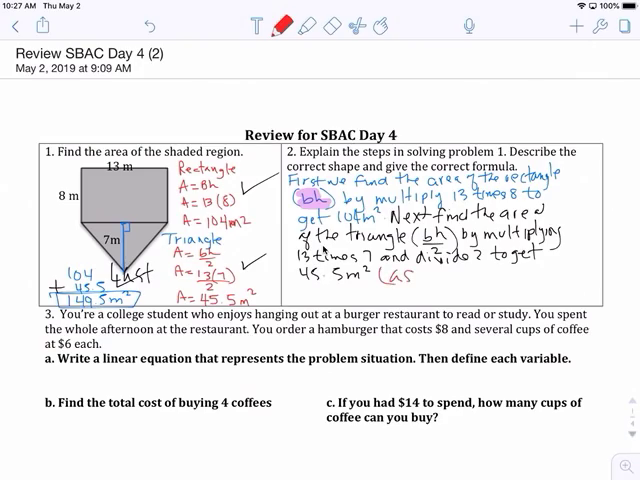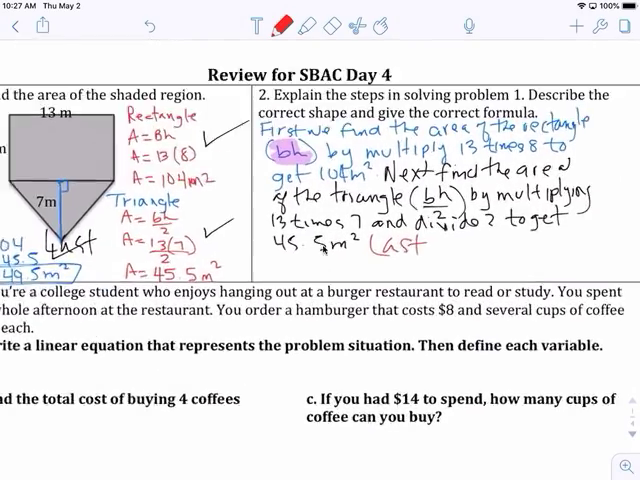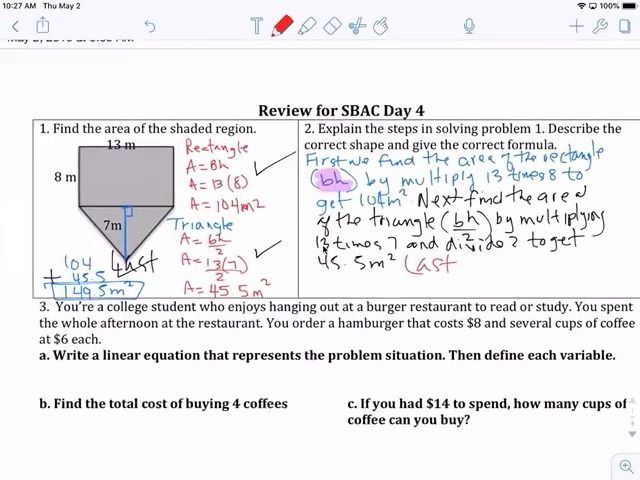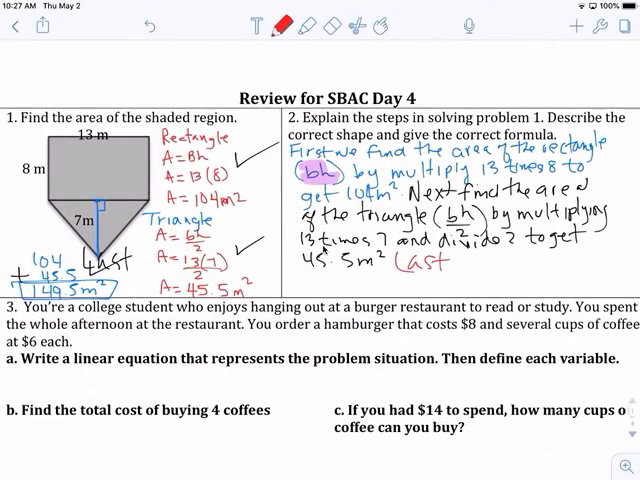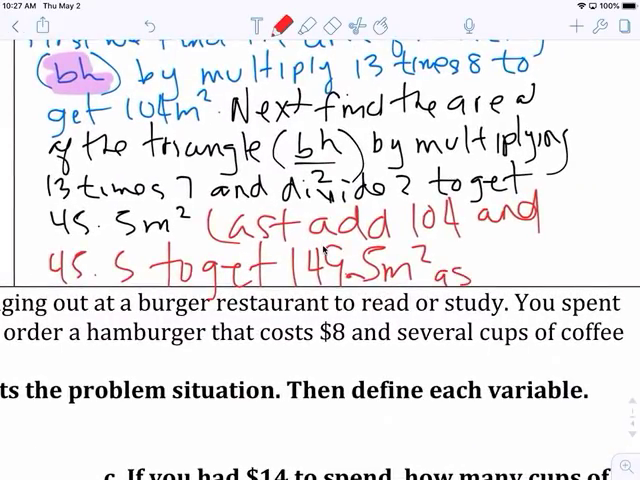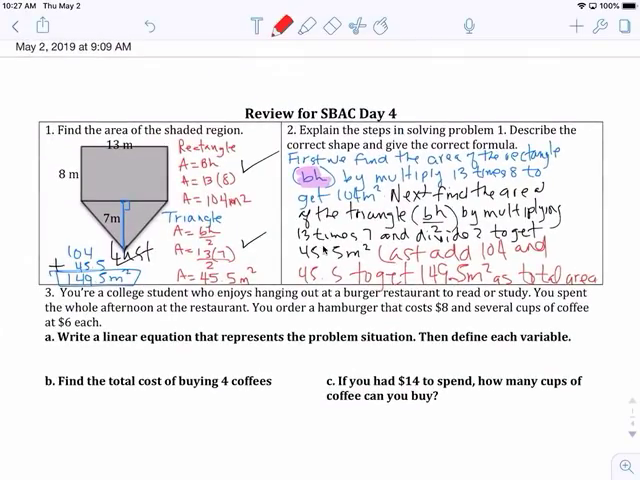Last, you know all the steps, right? Last, add 104 and 45.5 to get 149.5 meters squared as total area. Okay? Wait. I forgot one. So there's 3 things you did. There's the 3-step explaining it.